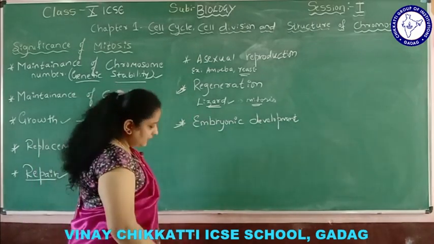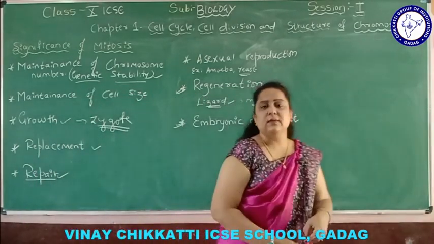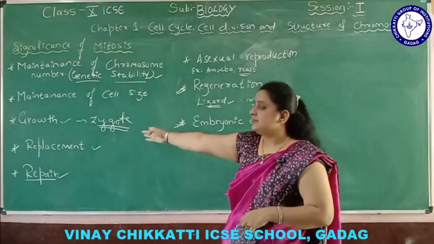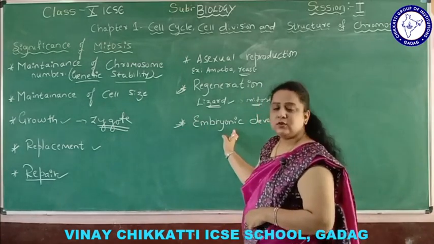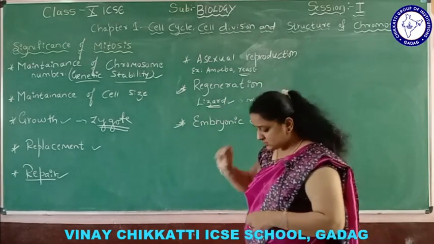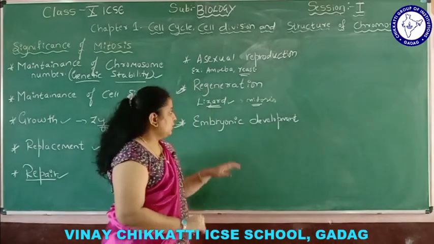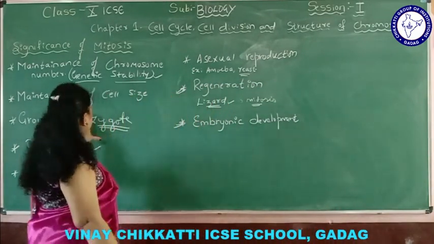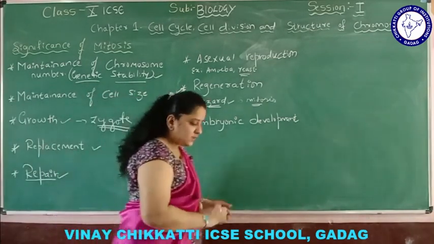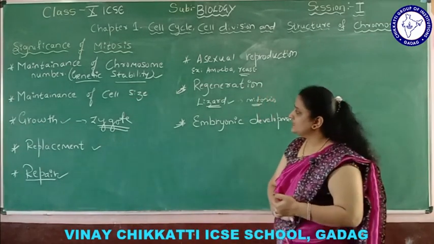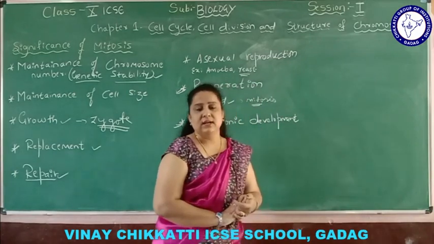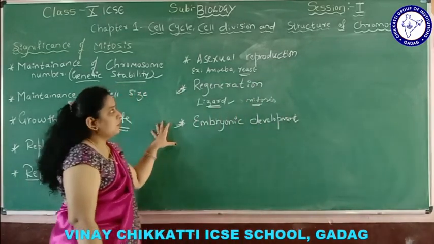Next, embryonic development. In embryonic development, as I told you, after fertilization, there is formation of a diploid cell called the zygote. The zygote further develops into an embryo. How is it developing? By a division called mitosis. So mitosis also helps in embryonic development of an individual. So this is the significance of mitosis: maintenance of chromosome number, growth, repair, replacement, asexual reproduction, regeneration and embryonic development. So these are the significance of mitosis.